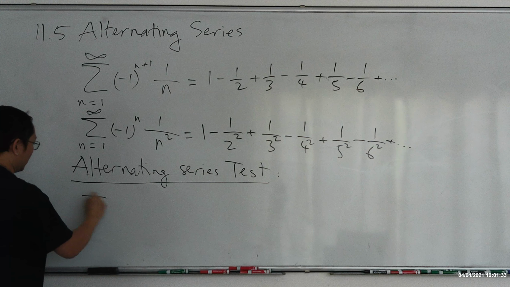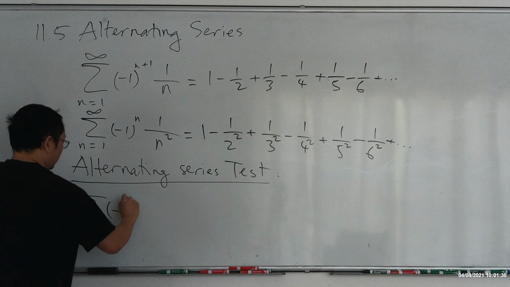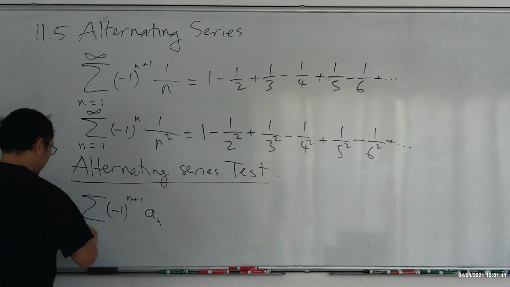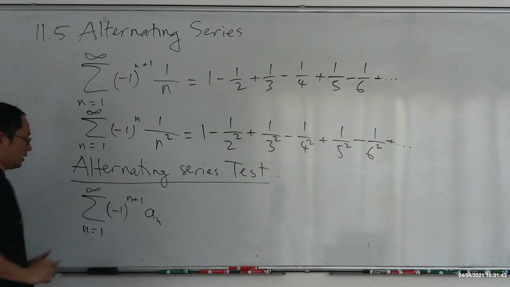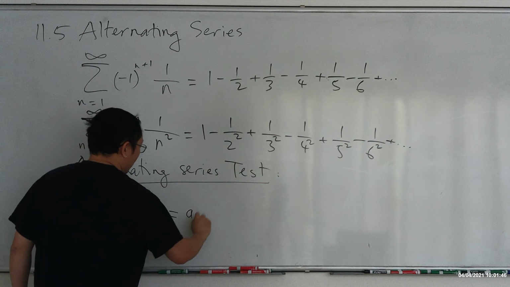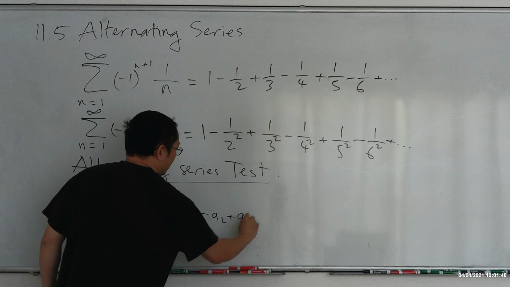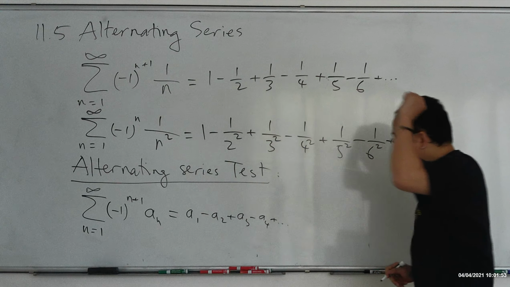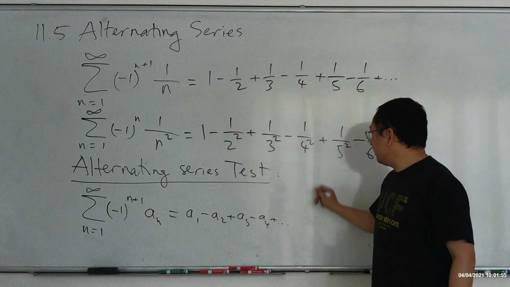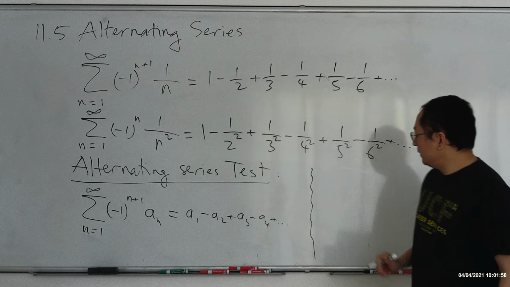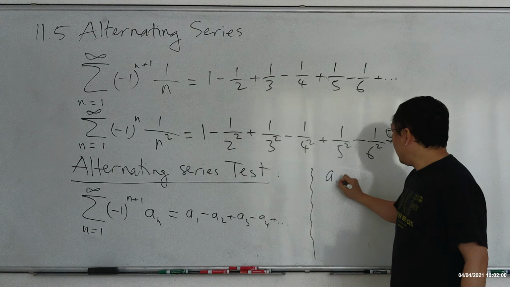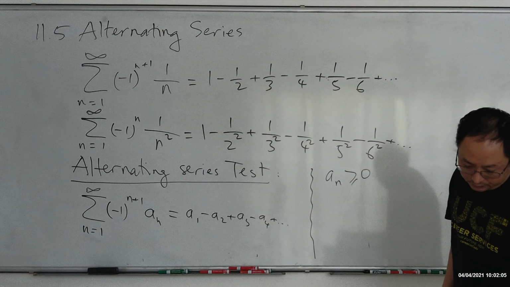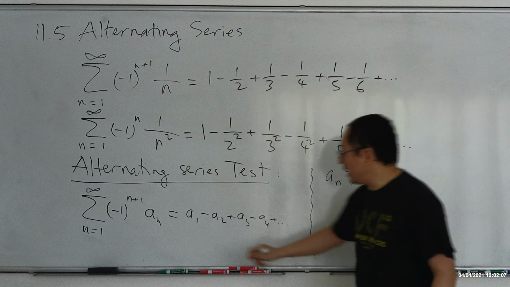So in general, you have an alternating series, (-1) to the n. Let me write this the book way: (-1)^(n+1) a_n, n from 1 to infinity. This is your alternating series, which is a_1 minus a_2 plus a_3 minus a_4 plus and so on. Okay? And here is the condition: a_n is positive, greater than or equal to 0 for all n. We don't need that anymore because we indicate the negative and positive sign already.